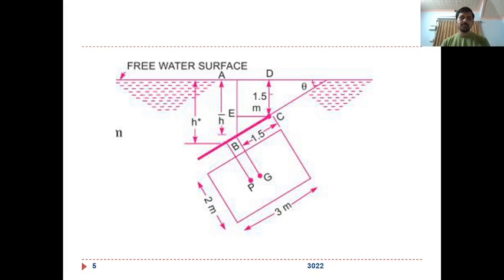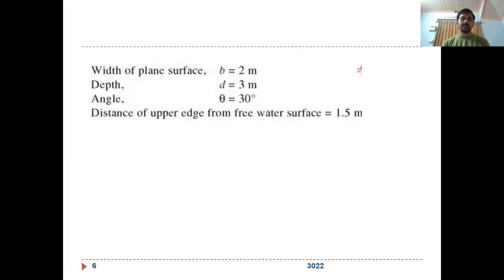So please make note of this diagram properly without any mistake, because all these notations will be used in solving the problems. These are the data given: width 2 meter, depth 3 meter, which will be used to find out the area as well as in some trigonometric relations. Angle theta 30 degree, distance of upper edge is 1.5 meter.